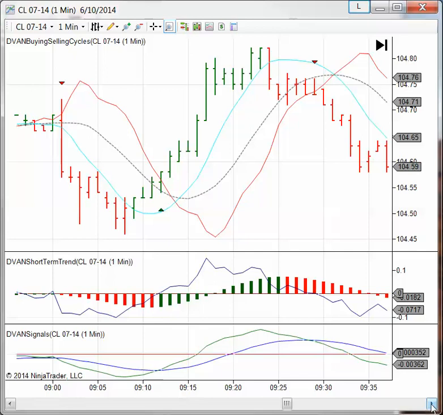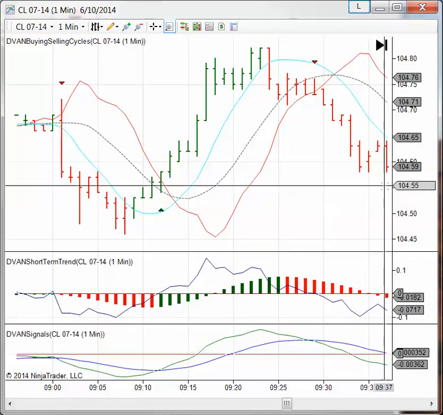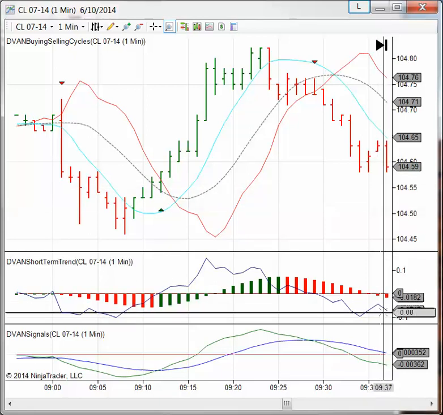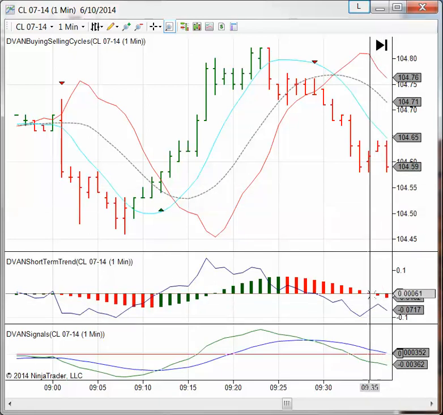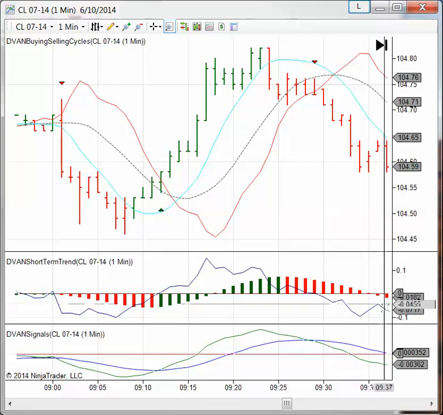Leading line continues down, so this point of interest becomes more safe now that we see the leading line, the force, and the short-term trend bars go from negative above zero, now negative below zero.